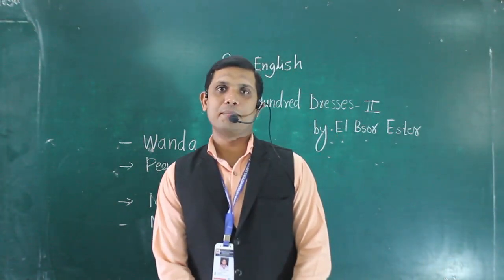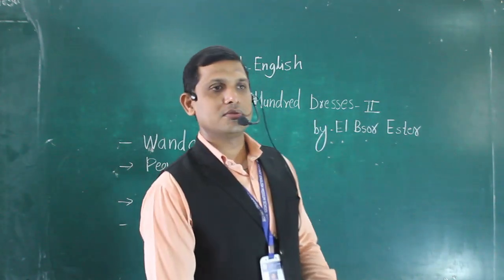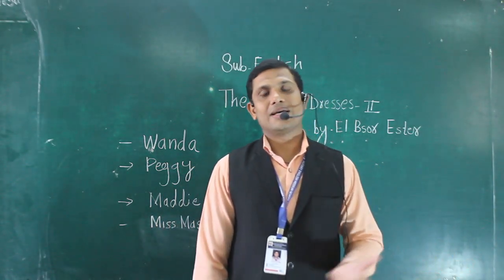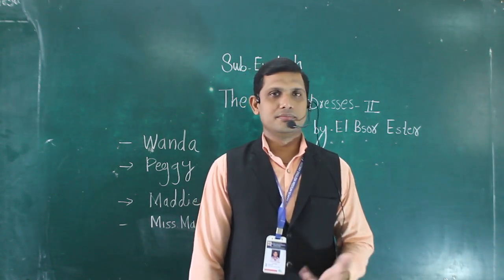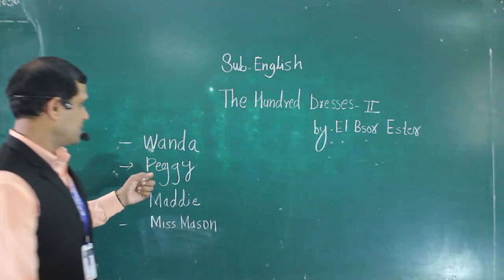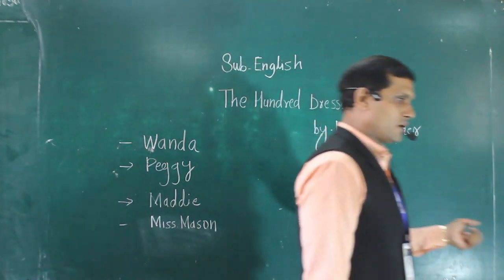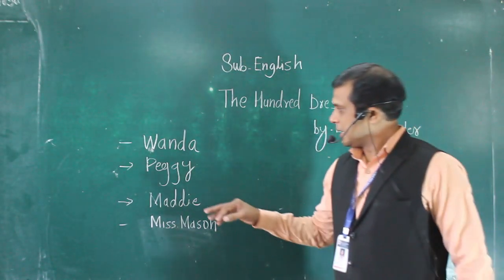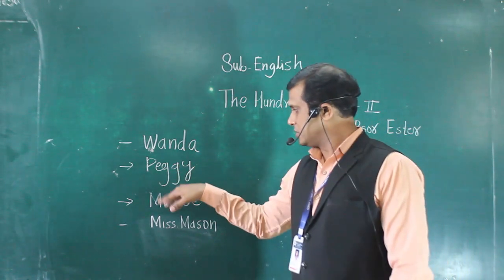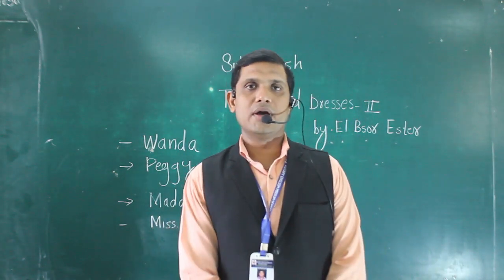Today we are going to learn the second part of this lesson, that is The 100 Dresses, part 2. In the first part, we have seen how Vanda was troubled by her classmates. And then at the end, we have seen that there are three characters, Peggy, Mary, and Miss Mason, who was the class teacher of that room, number 30-something, that particular class. Vanda was troubled by these two girls as well as her classmates. Then what happened next? We are going to see.